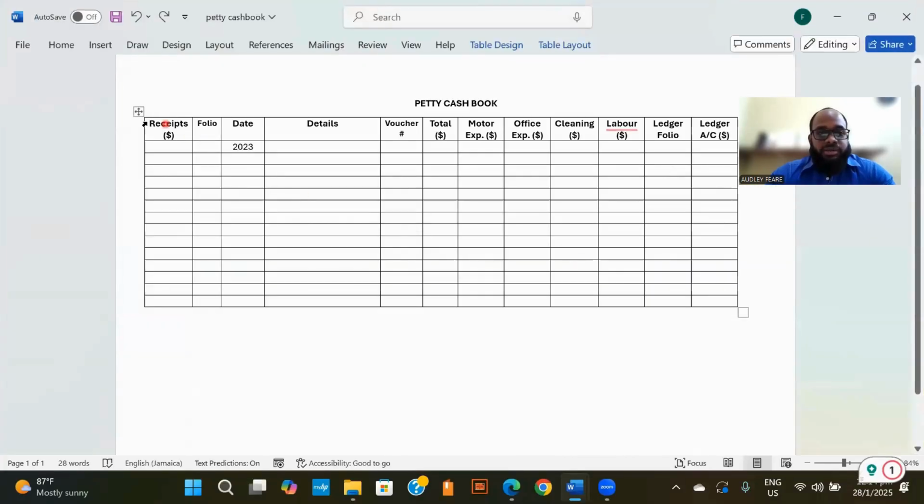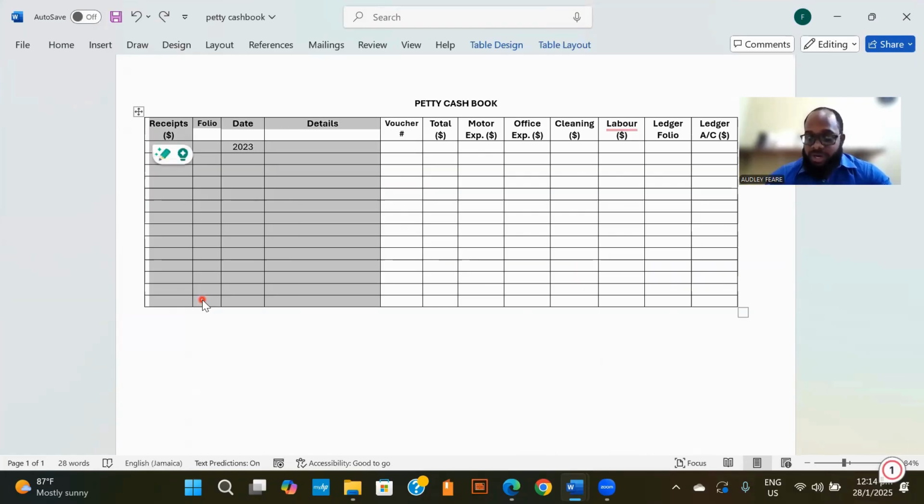You have your receipts column where you record how much money you got from the cashier as the petty cashier. You'd have the folio that tells where the money is coming from. Of course, you'd also have the date for each transaction, and the details. So what did you purchase? What are these expenses? The voucher number.